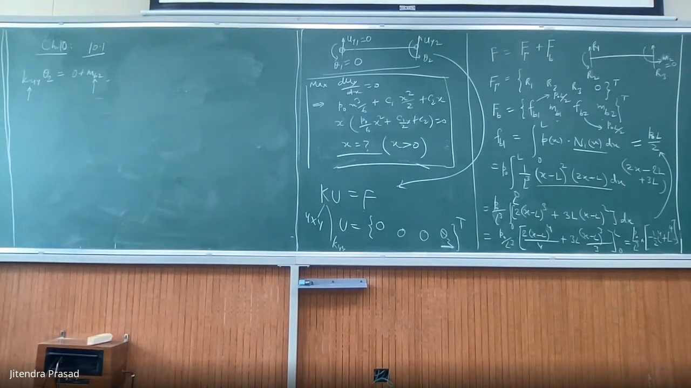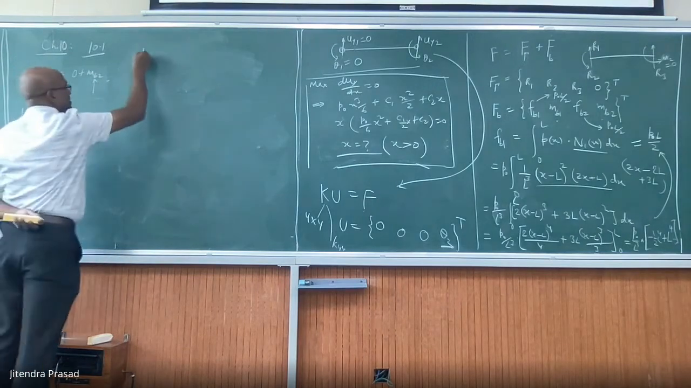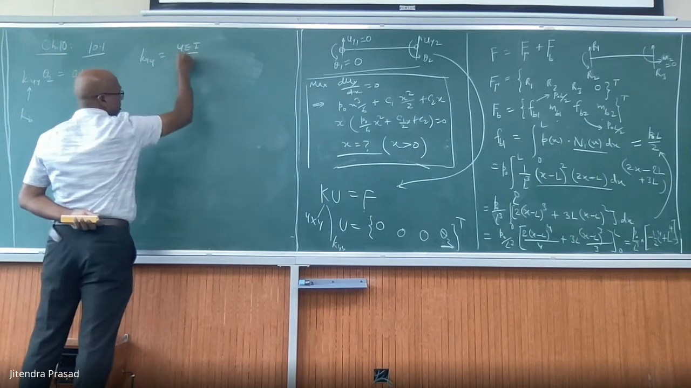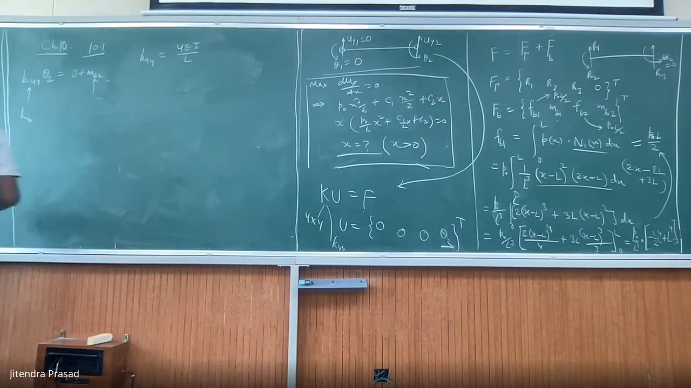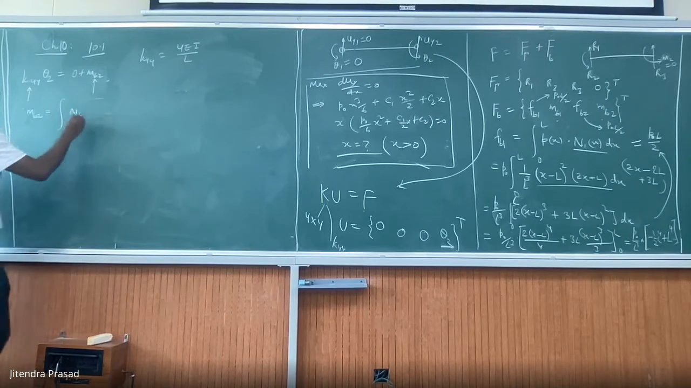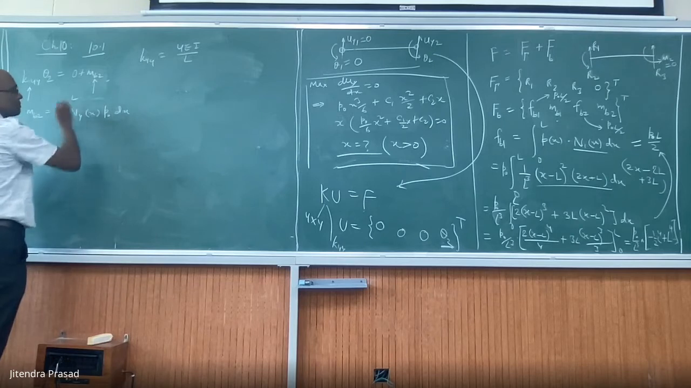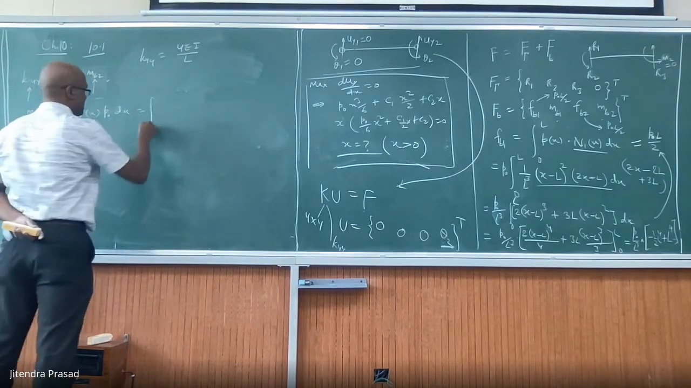What is MB2? K44, you tell me what that will be. K44, you know, right? It will be 4EI over L. MB2 is equal to the integral of N4(x) P naught dx from 0 to L.